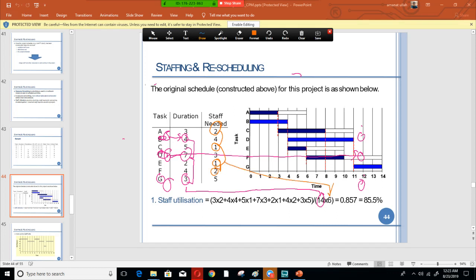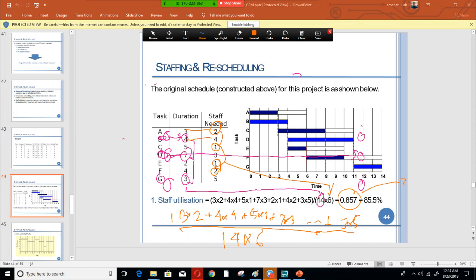And finally what we have to do is 14 into 6, and over here we have to multiply each of these values. So 3 multiplied by 2, 4 multiplied by 4, 5 multiplied by 1, 7 multiplied by 3, and at the end 3 multiplied by 5. So this will give us the result 0.857, and finally we have to take it to percentage.